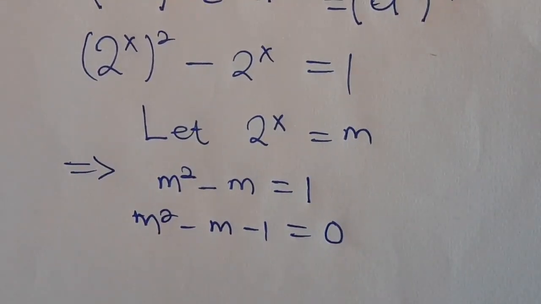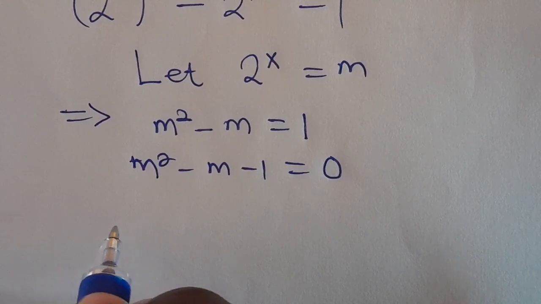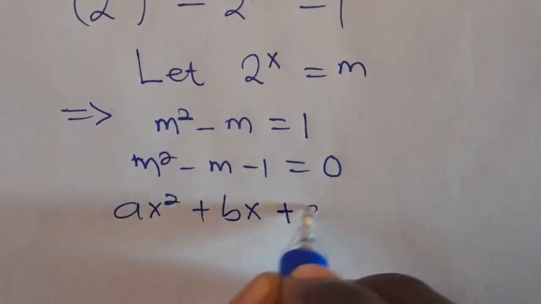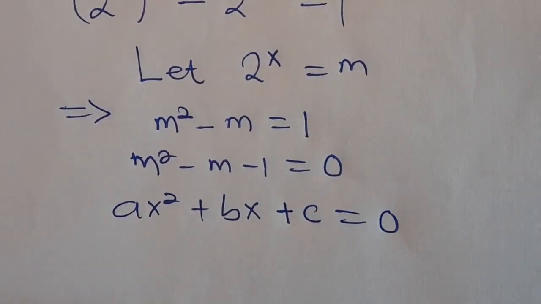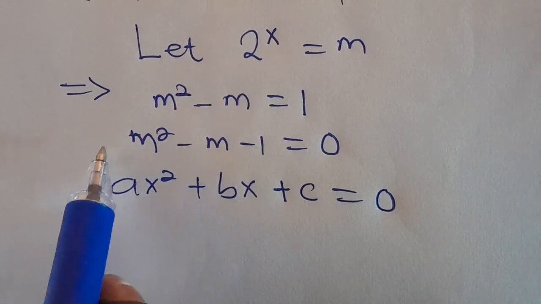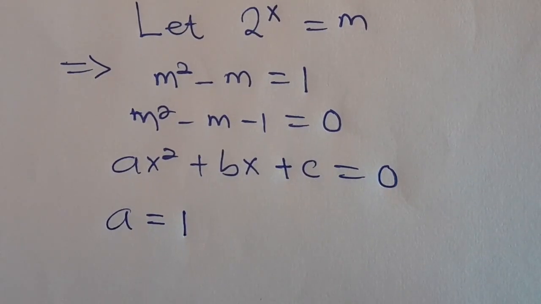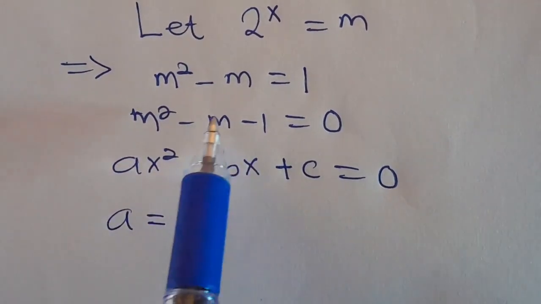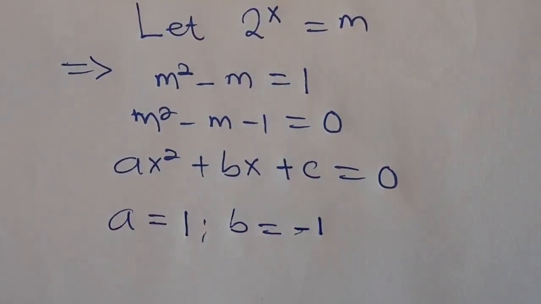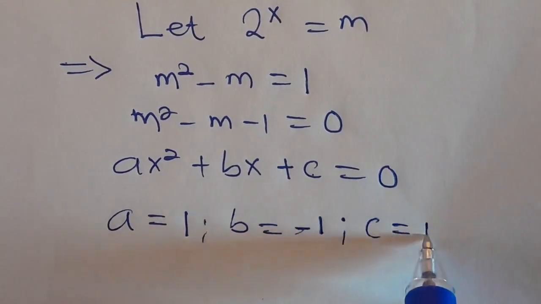Now guys, this is a quadratic, and we can solve this by using the quadratic method. Let us recall that when you have ax squared plus bx plus c equals 0, the coefficient of x squared is a. Now the coefficient of m squared is 1, so we have a equals 1. The coefficient of m here is b, so we have b equals minus 1. Then the constant value here is c, so c equals minus 1.